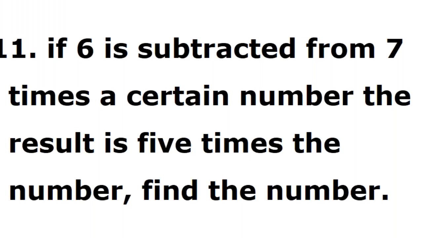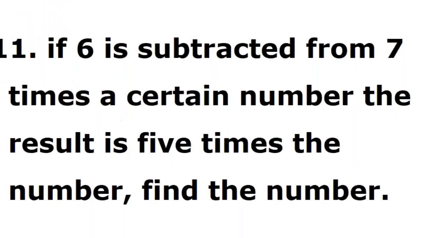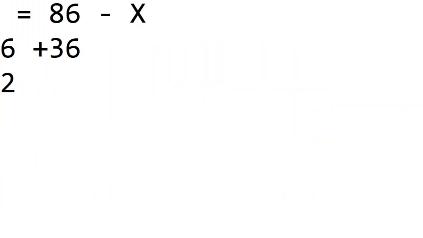These are the basic properties of numbers. So let us assume the number is x. 7 times the number means 7x. If 6 is subtracted from 7x, it means 7x minus 6 or 6 minus 7x? Be careful. 6 subtracted from 7 times the number means 7x minus 6.